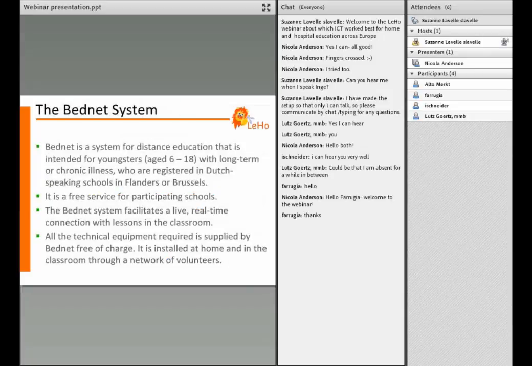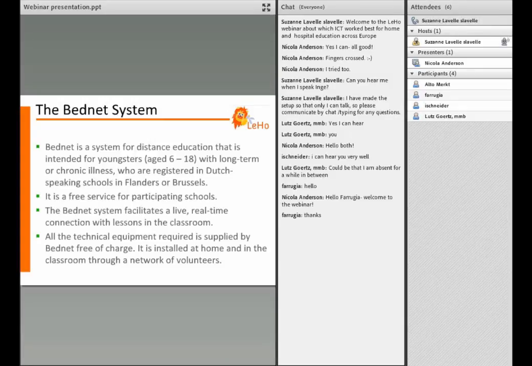I thought I'd better explain, seeing as we got such a great big peak, what the BedNet system is. It's a proprietary system for distance education that is intended for children in Dutch-speaking schools in Flanders or Brussels who have long-term chronic illnesses. It's proprietary written software, and BedNet is a free service that goes into schools and facilitates live and real-time connections with lessons in the classroom.